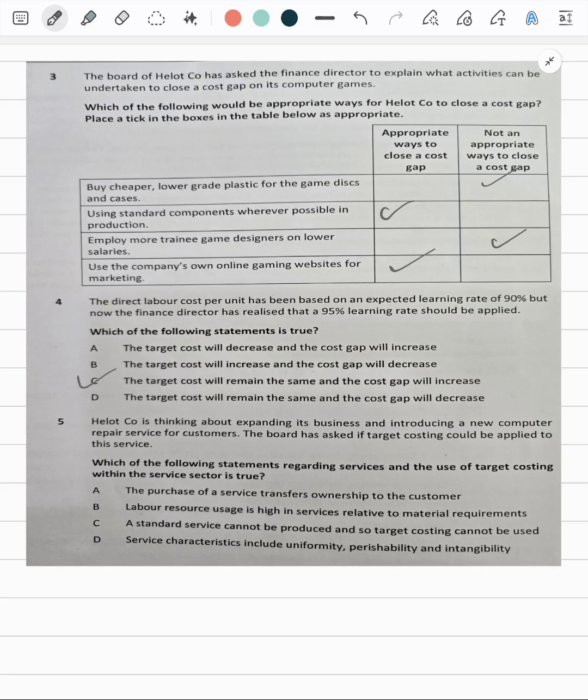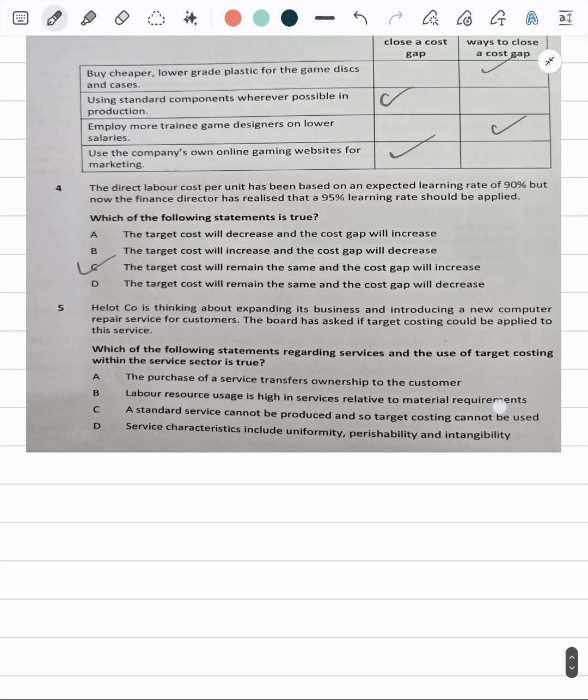So this will not change. But if the target cost is not changing, then what is changing, which is leading to an increase in the cost gap? That is your actual cost, the budgeted cost versus the actual cost. So that is why your cost gap is increasing.